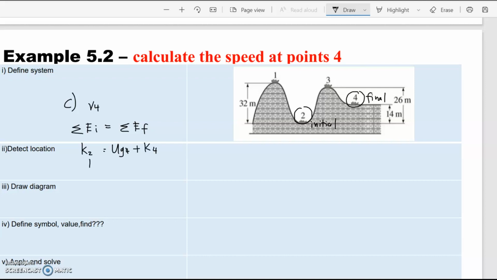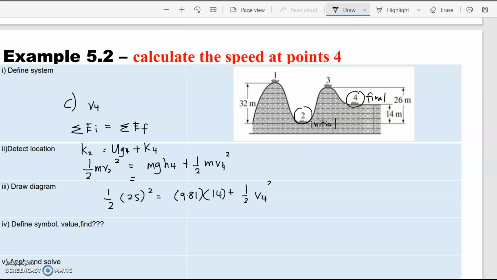Okay, so list all the formulas. Half mv squared is equal to mgh4 plus half mv4 squared. So substitute all the information inside the formula: 9.81 times 14 plus half v4 squared. So therefore v4 we can get 18.79 meter per second. Alright, that's it.